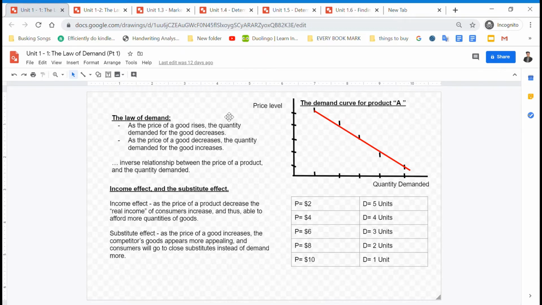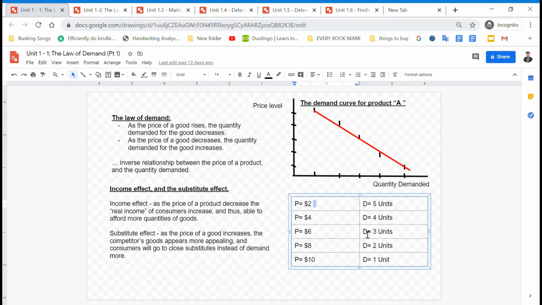Now, the first thing you need to know is the law of demand. The law of demand basically states that as the price of a good rises, the quantity of a good demanded decreases. Now, as the price of a good decreases, the quantity demanded of the good increases. That can be illustrated through the graph as we can see right here. This graph illustrates that the quantity demanded and the price level have an inverse relationship, that when the price rises, the quantity demanded decreases, and when the price decreases, the quantity rises. So we give the example right here, like when the price is 2, it's 5 units demanded.